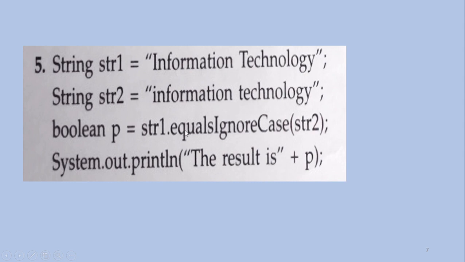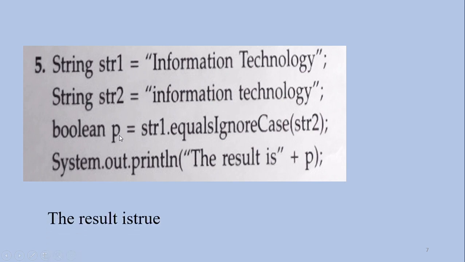Now you have also learnt of a method called equalsIgnoreCase. What does equalsIgnoreCase do? It will check both the strings irrespective of the case, uppercase or lowercase. So if you could see here, here also you have information technology. Here also you have information technology. In both places the content is the same, but the only thing is they have given one in capital letters, the other one in small letters. But here your function is equalsIgnoreCase. So when you are comparing str1 to str2, since we are ignoring the cases, what will be in P? In P you will get the answer as true.